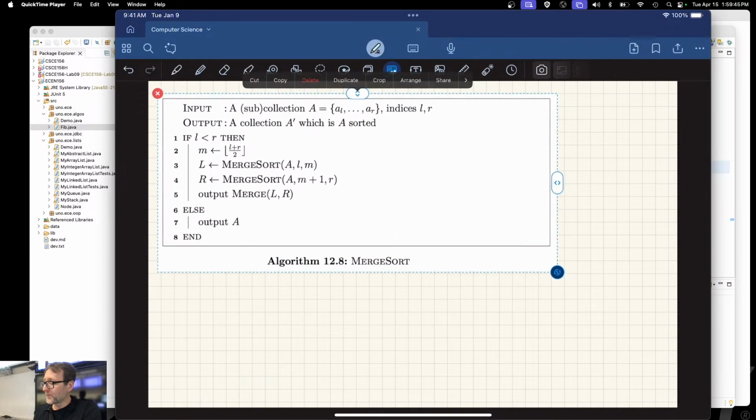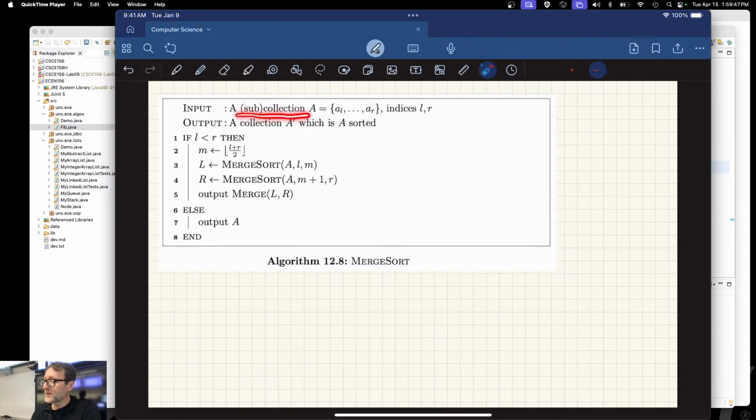Zoom in a little bit here. There's an input that's a subcollection of A, L through R. Initially, it'll be 1 to N when I first call this thing. Okay?